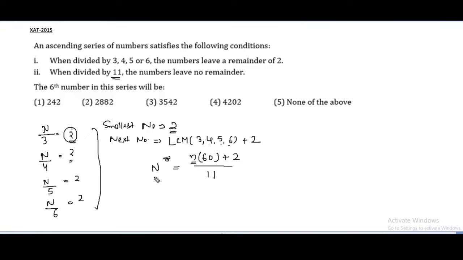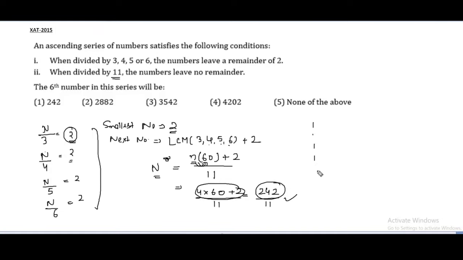So find the value of n such that we get an integer value. If I put 1, 62, it will not be an integer. If I put 2, 122, it will not be an integer. If I put 3, 182, again not an integer. But if I put 4, I'll get an integral value. So the smallest number which satisfies this condition is 242. So 242 is the smallest number which is divisible by 11 also.